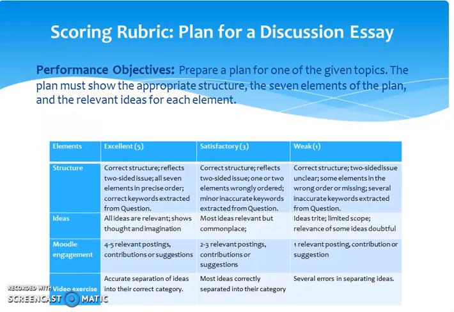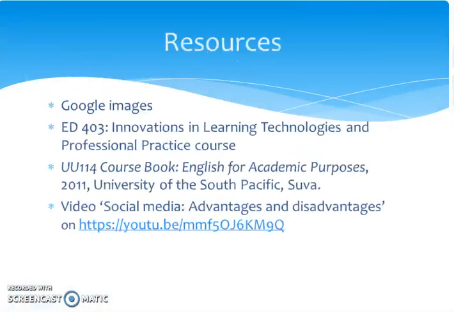Here is the scoring rubric, and it's designed for a total mark of 20, and the elements to be examined will be how well they are able to structure the plan, the ideas, how relevant they are to the topic, and those are given in 3 categories: for excellence, work that is satisfactory, and work that is limited. Also showing on this rubric will be what they have achieved for their Moodle engagement, as well as for the exercise on the video.